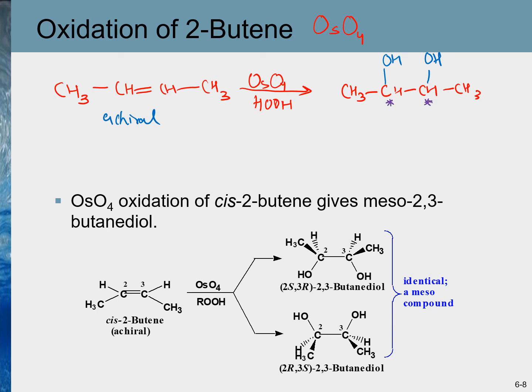Therefore, our product has multiple stereoisomer possibilities. We know that it's going to be 2 to the n, but again, because there is a plane of symmetry present, it is possible that one will be a pair of enantiomers and the other stereochemical outcome will be a meso compound. So let's take an example where the oxidation takes place on cis-2-butene.